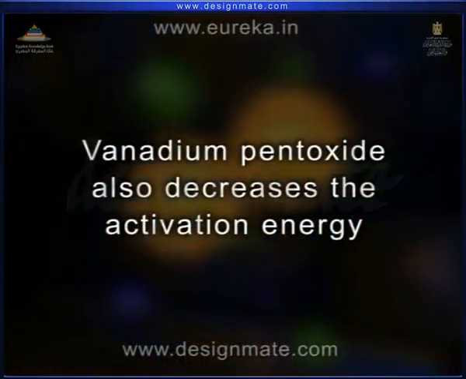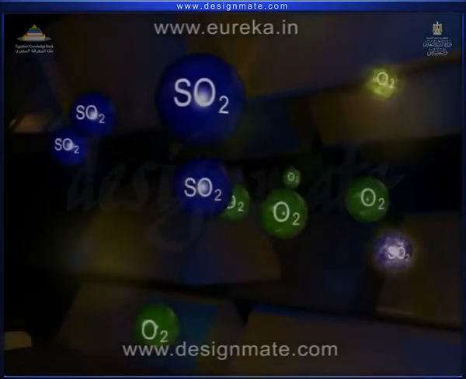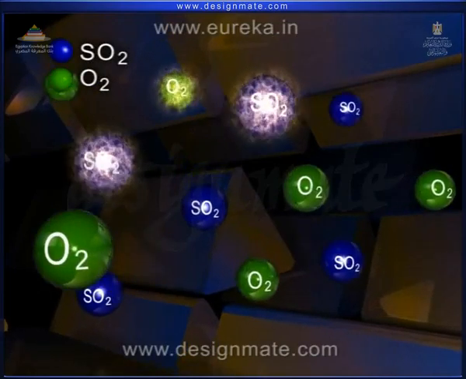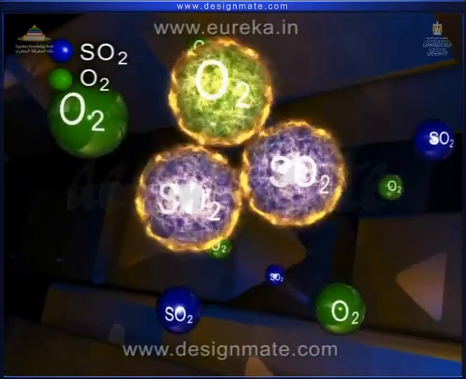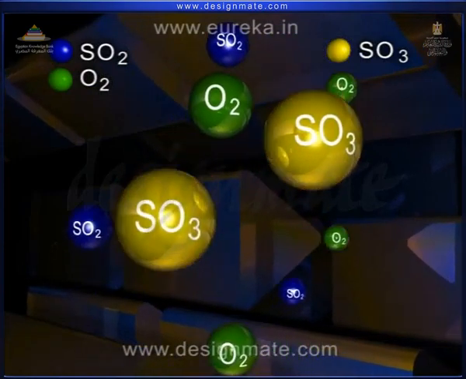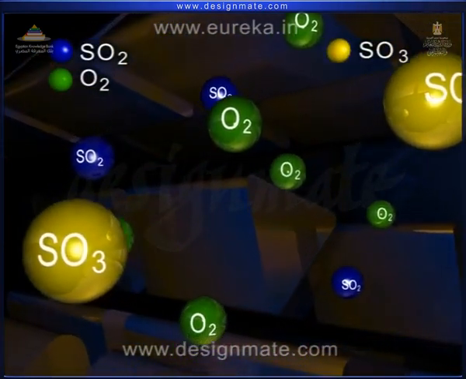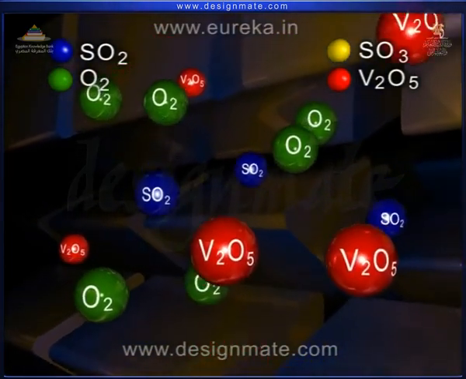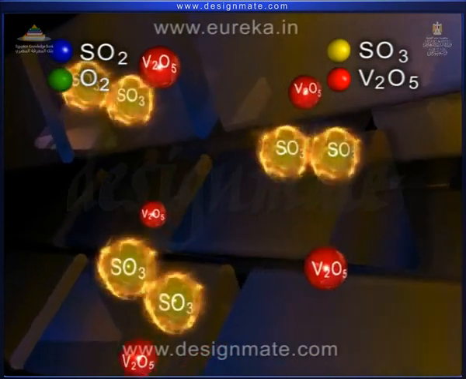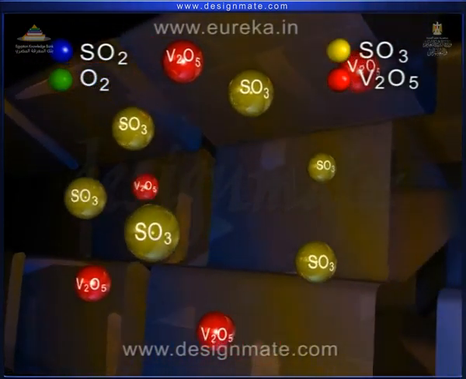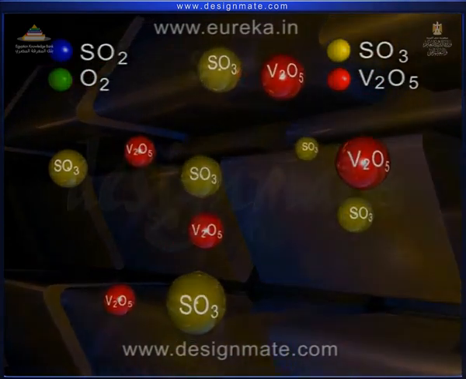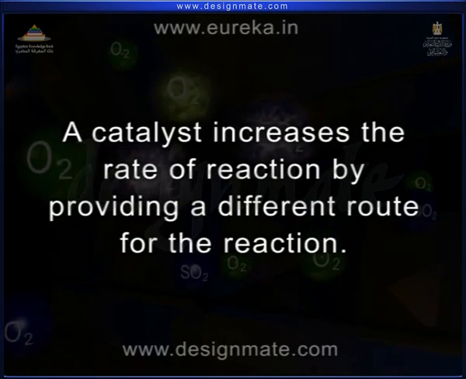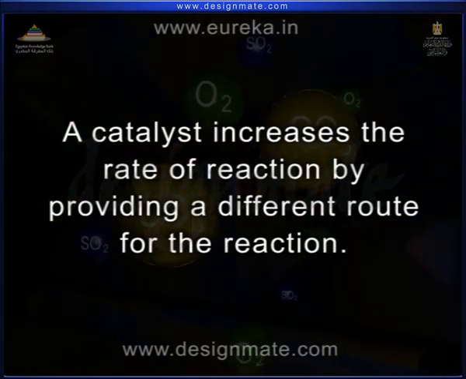Vanadium pentoxide decreases the activation energy. Initially, only those molecules of sulfur dioxide and oxygen which have sufficient energy react and get converted to sulfur trioxide. The presence of vanadium pentoxide makes even those molecules with lower energy react. Thus, more number of molecules changes into sulfur trioxide. Hence, a catalyst increases the rate of reaction by providing a different route for the reaction.